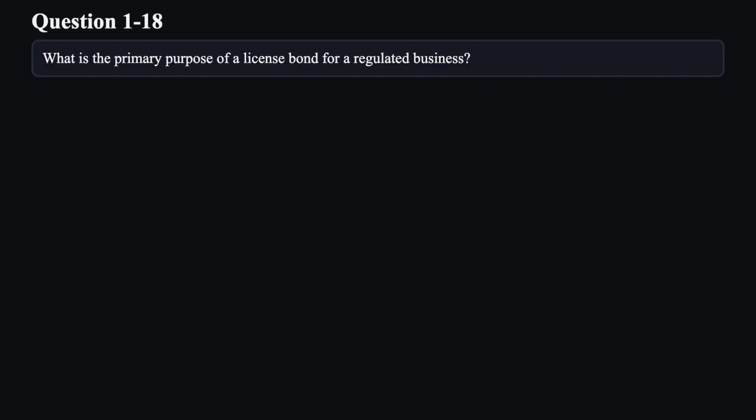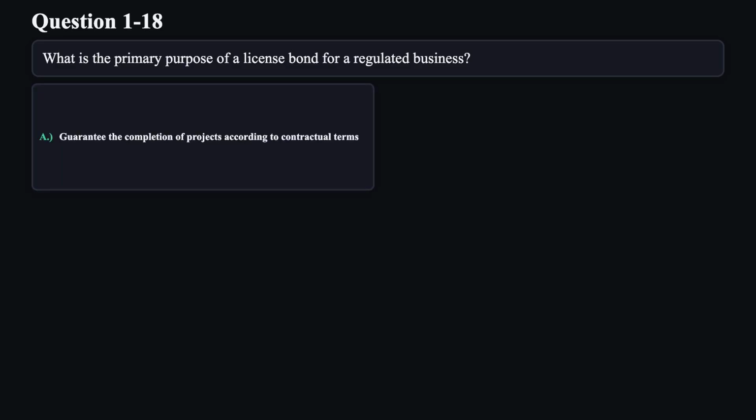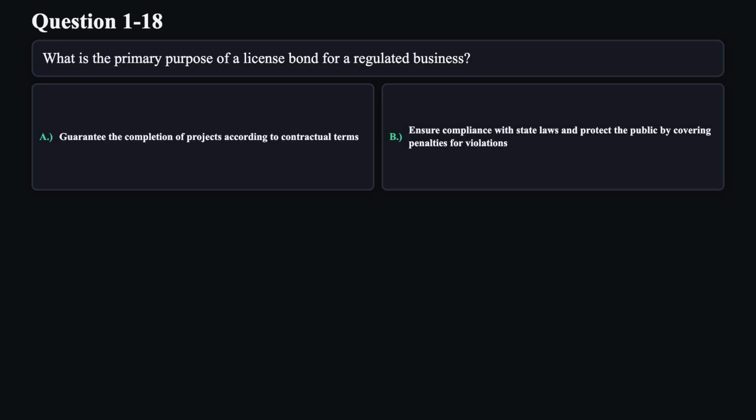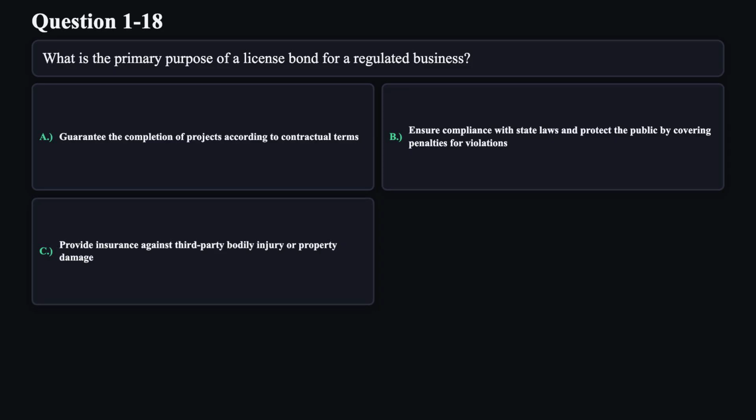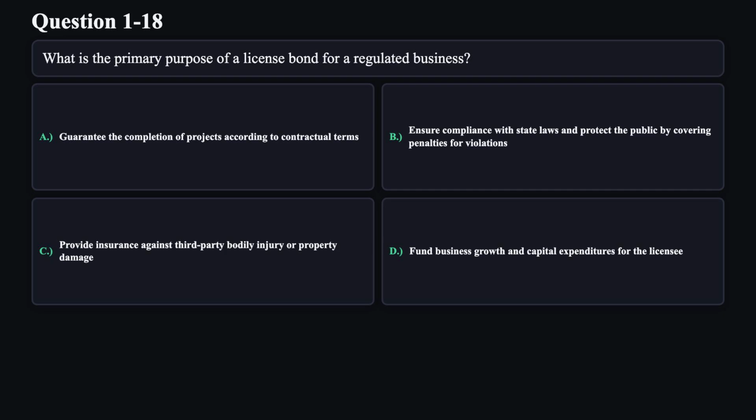Question 18. What is the primary purpose of a license bond for a regulated business? A. Guarantee the completion of projects according to contractual terms. B. Ensure compliance with state laws and protect the public by covering penalties for violations. C. Provide insurance against third-party bodily injury or property damage. D. Fund business growth and capital expenditures for the licensee.